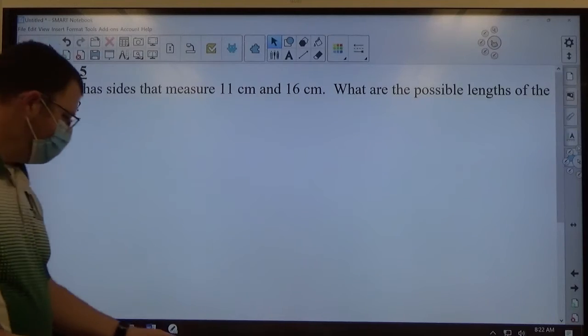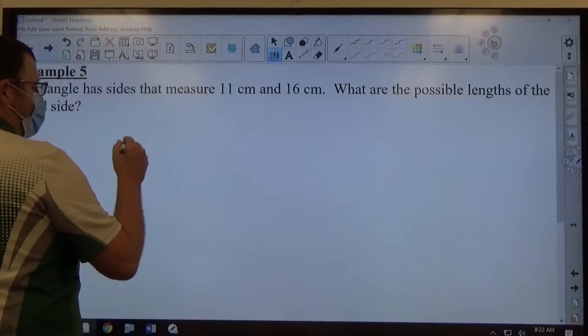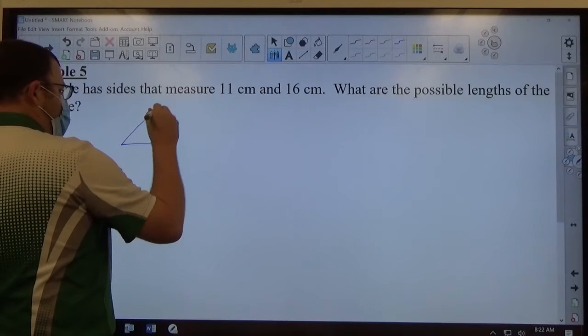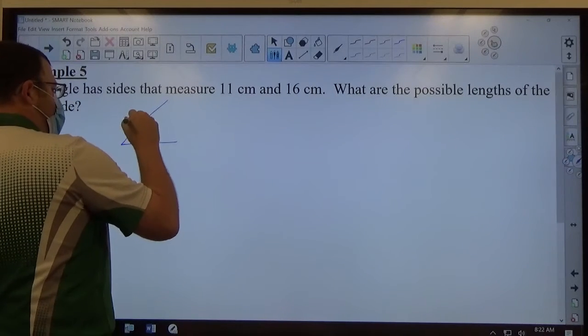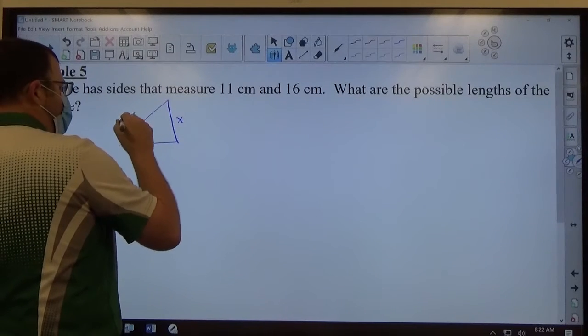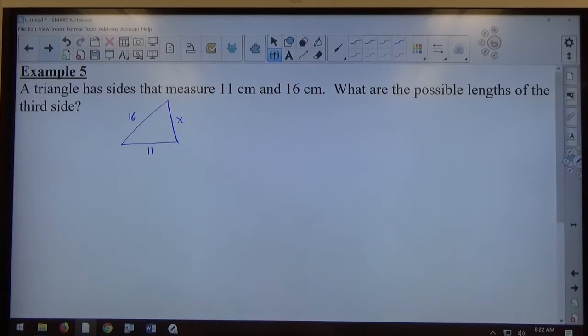All right, so what I'm looking at here is some triangle. I'm going to just draw it so you can look at what it looks like. Let's say this is 11 and this is 16, and the third side, let's say, is x. Not drawing to scale, I didn't measure anything, I'm just drawing a generic triangle here. Since I don't know what the third side is, it wants all the possible lengths.